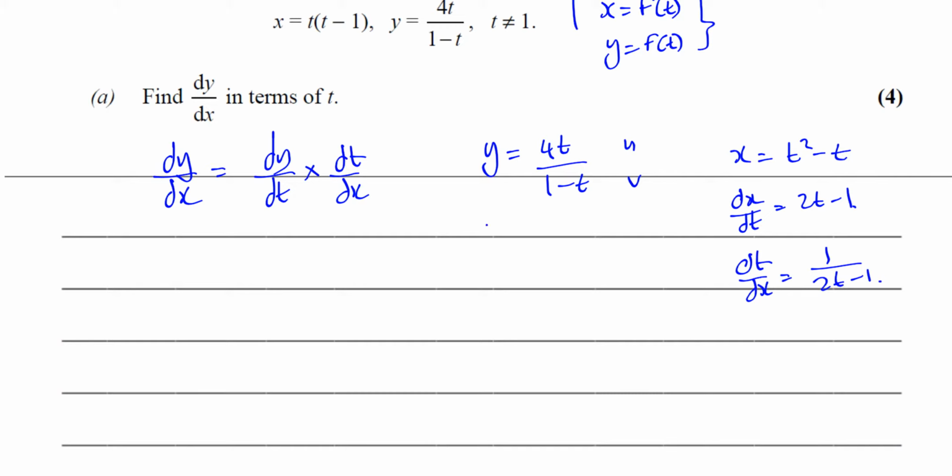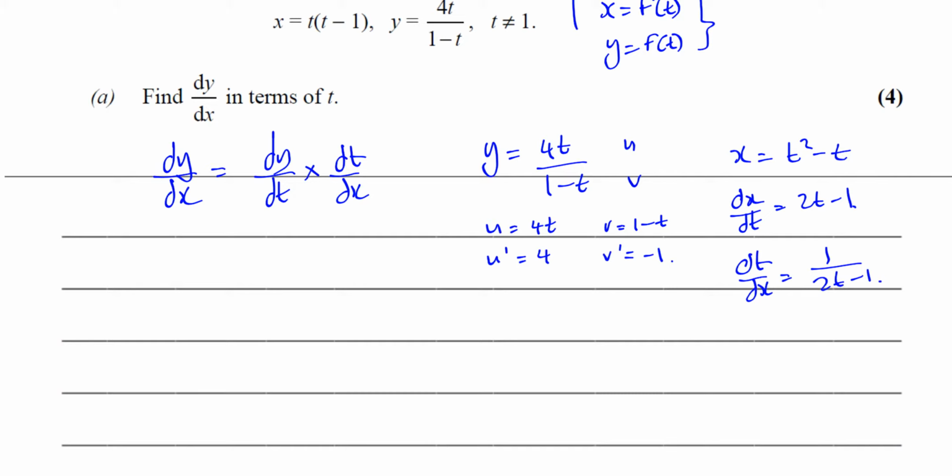I always put my u here, which is the numerator. For the quotient rule, that has to be the u, and this has to be the v, and the v is going to be 1 minus t. I find the differential of u, which is going to be 4, and I find the differential of v, which is going to be minus 1.